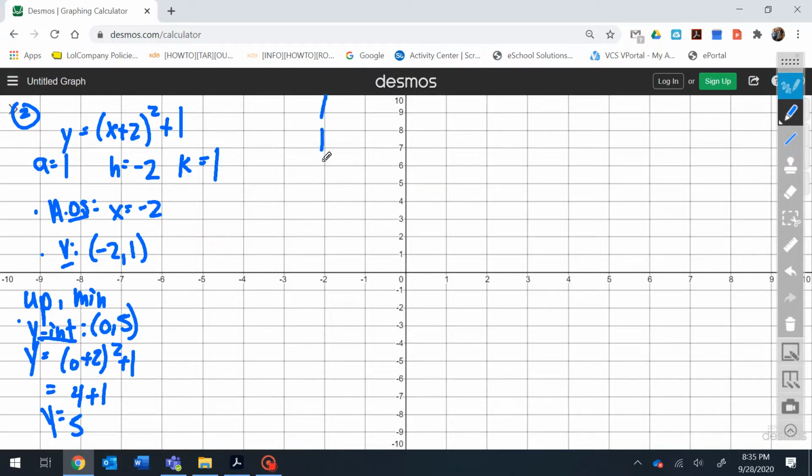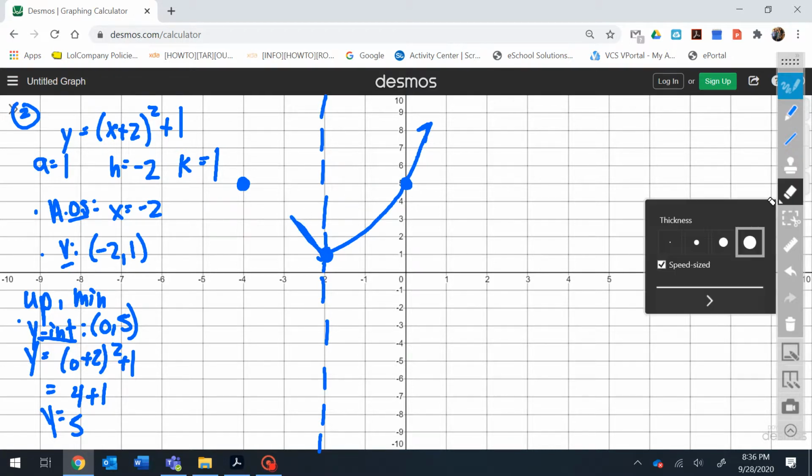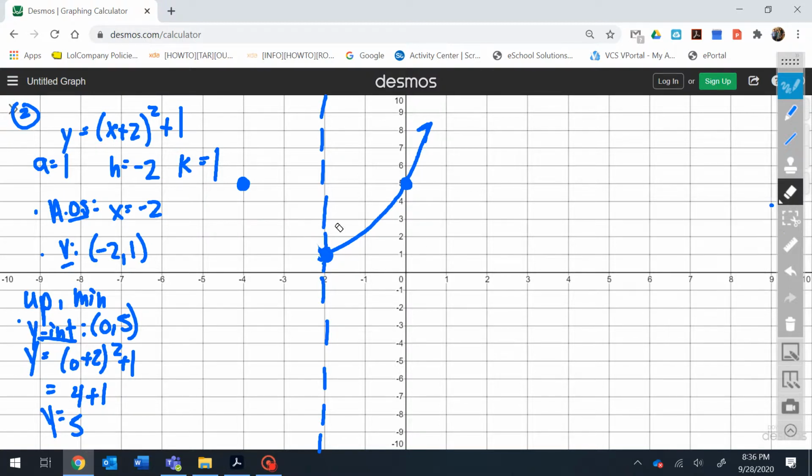So negative 2, 1 is the vertex. The y-intercept is 0, 5, right here. So to reflect that, I would get the partner point on the other side here. Connect these to make my parabola. Let me see if I can get this other side to work. Yeah, something like that.